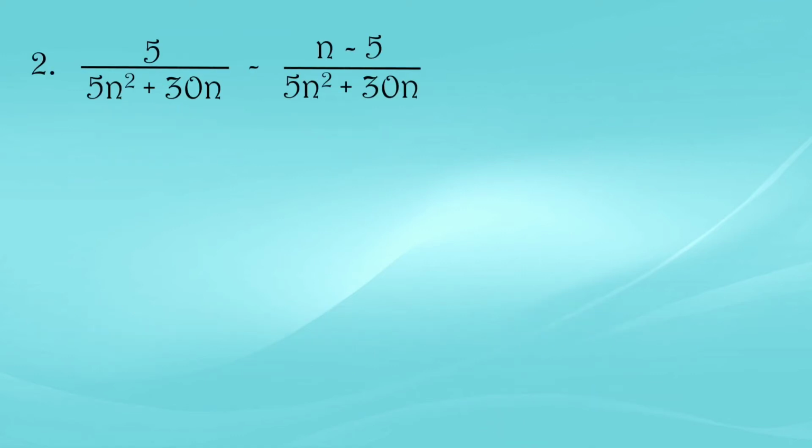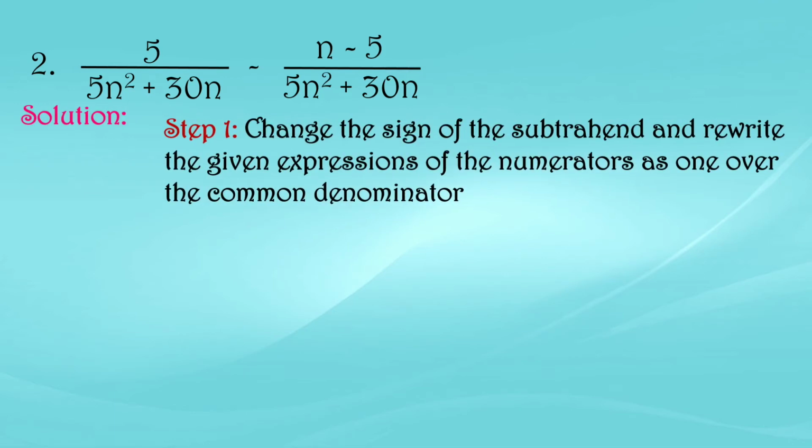Number 2, 5 over 5n squared plus 30n minus n minus 5 over 5n squared plus 30n. Solution. Change the sign of the subtrahend and rewrite the given expression of the numerators as 1 over the common denominator. Dito tayo sa kanan. Palitan natin yung sign ng ating numerator. Si n magiging negative at si negative 5 magiging positive. Sulat na natin siya sa isang hilera. 5 minus n plus 5 over 5n squared plus 30n. Yun yung ating denominator.